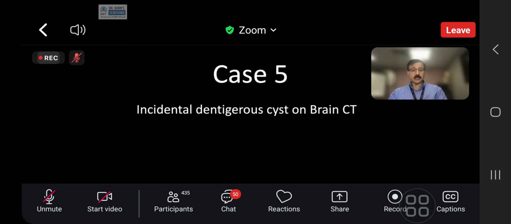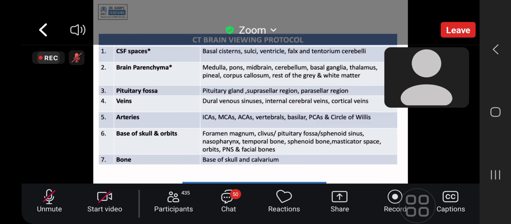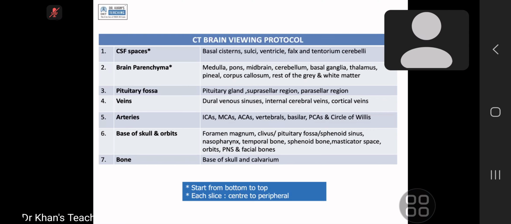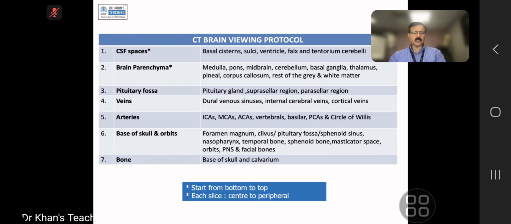So this was a dentigerous cyst, and of course, the key thing here, as in the first case, is the viewing protocol. Candidate, can you please switch off your mic? I can hear a bit of background noise.